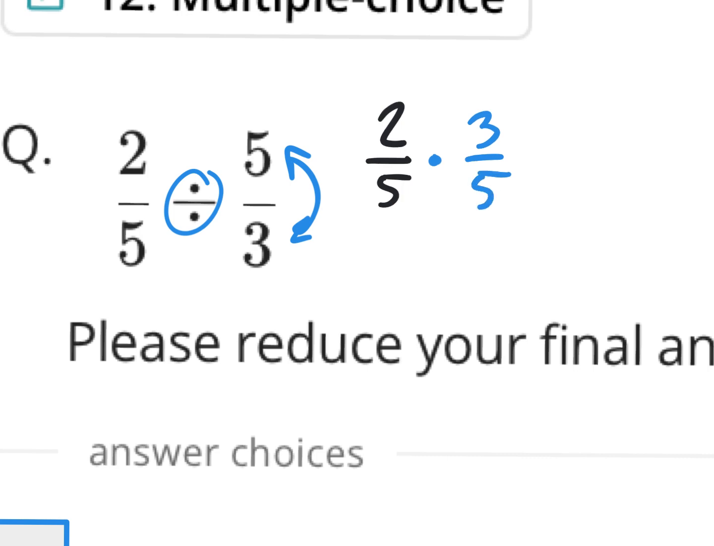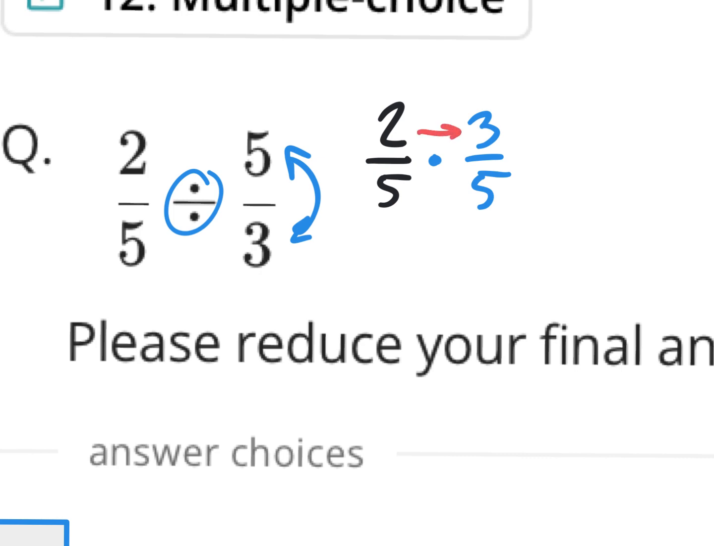Now, could we cancel anything? Is there a 2 up on top and a 2 on the bottom? No. Is there a 5 on top, 5 on the bottom? No. If you would have canceled these 5s, it would already be wrong. You got to change it and flip it first, and then see if you could cancel anything out, which you cannot. So it's simple.